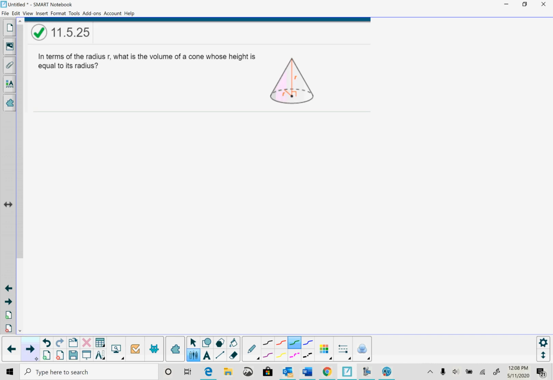Let's take a look at number 25. In terms of the radius, what is the volume of a cone whose height is equal to the radius? Well, again, let's start with our formula. Volume of a cone, 1/3 pi r squared h. Well, in this case, the height is equal to the radius, so this is 1/3 pi r squared times r, implied to be r to the first. 1/3 pi times the radius cubed.